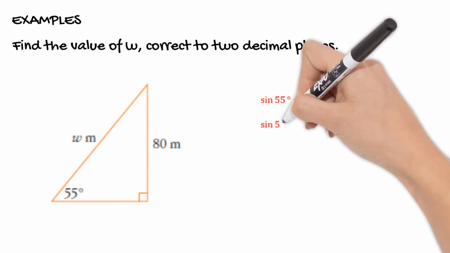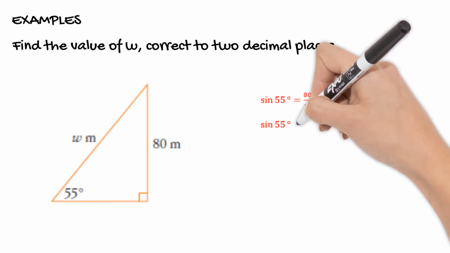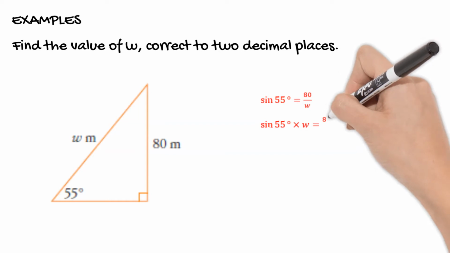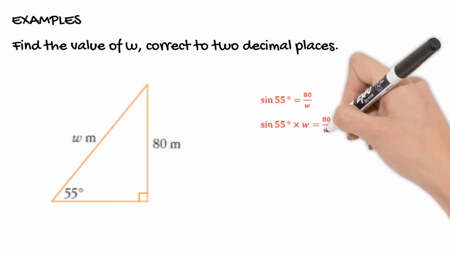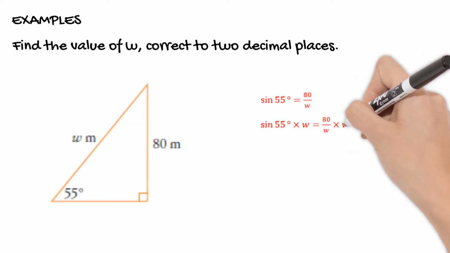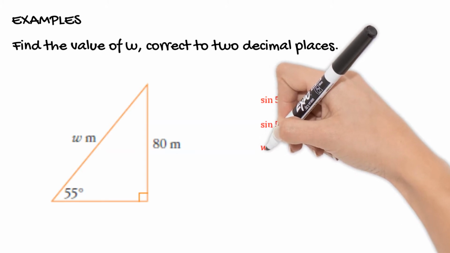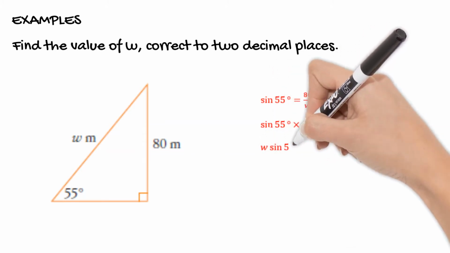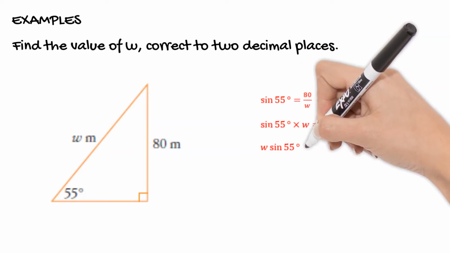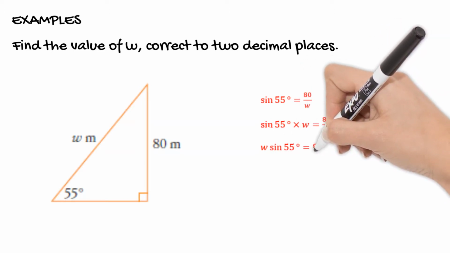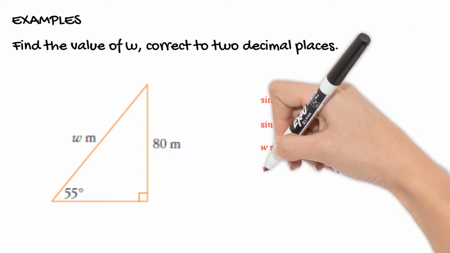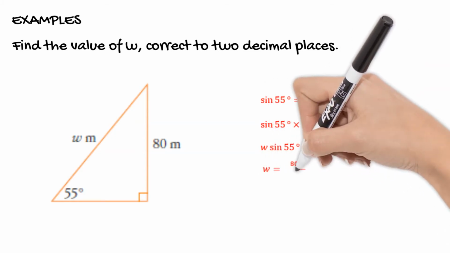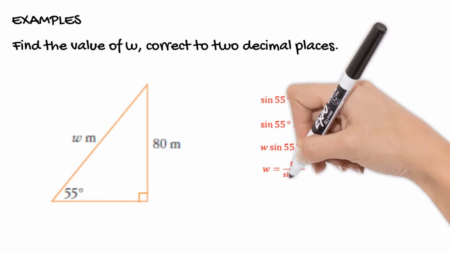The aim of this whole thing is to get w on its own. So what that means is I need to multiply throughout by w. So I'm going to multiply everything by w and then simplify that a little bit. So w sine 55, which is w times sine 55, ends up being equal to 80. And then we want to get rid of the sine 55 from the w, so we need to divide throughout by that. So we get w is equal to 80 over sine 55.